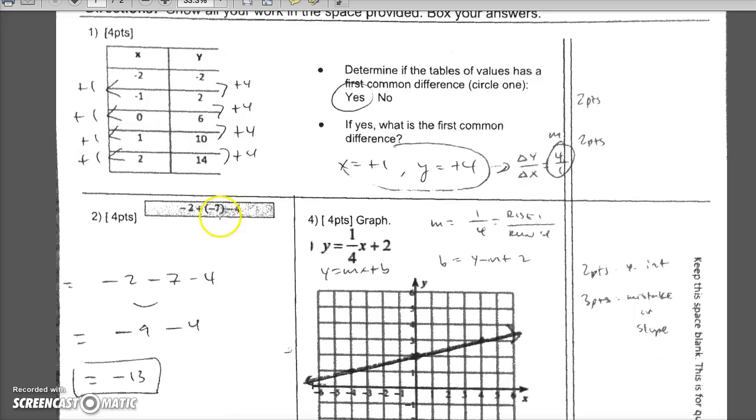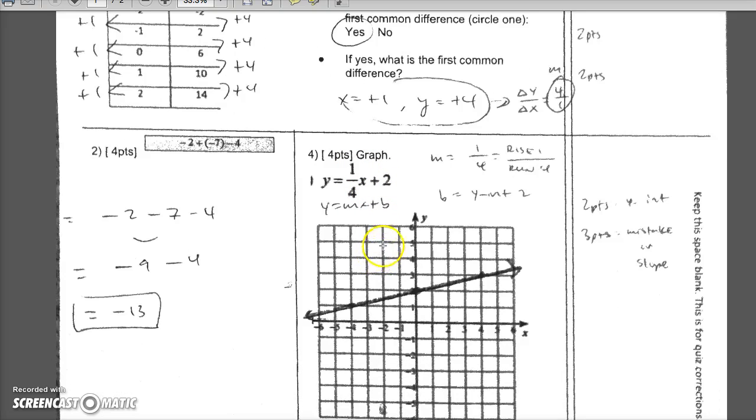Question number 2 is talking about integers, so -2 plus -7 minus 4. Well, you're adding negative numbers, so that means -2 minus 7 minus 4. These are all like terms, they're all negatives, so you can add the values 2, 7, and 4, and that'll give you -13.